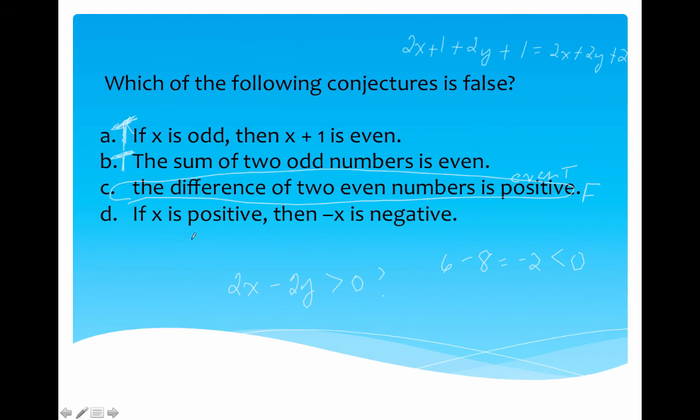If x is positive, negative x is negative. That's true, since it's the thing that you have to add to x to get back to 0. So if on the number line 0 is here, and this is x, you have to go left to get to 0, so you have to add a negative. Okay, so that's all we have on this module, and I will work on getting an assessment up, hopefully today.